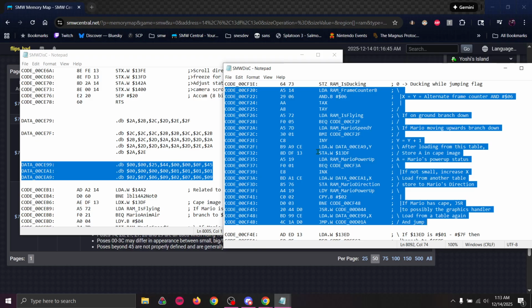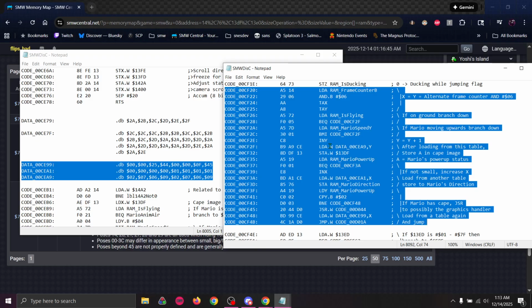So Y was either 0, 2, 4, or 6. Now it's either 1, 3, 5, or 7, depending on if he's falling. And the only thing this is actually used for is what pose the actual cape is going to be in if Mario has a cape. We don't know yet whether or not he does have one.